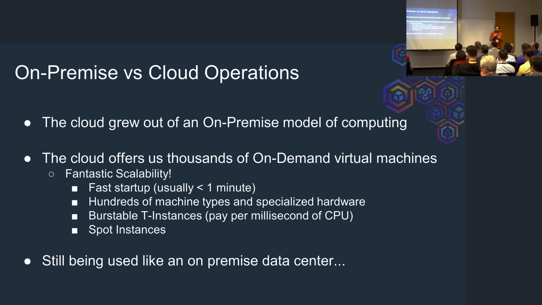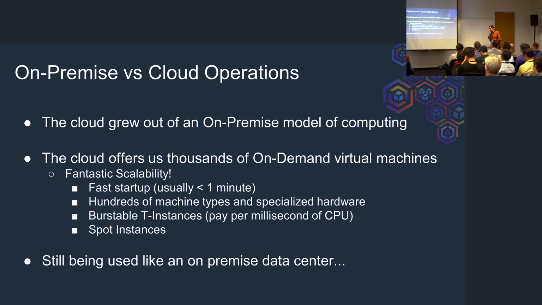So the model for a lot of cloud computing, like EC2, grew out of the ideas from on-premise computing, where you had a lot of servers and your whole goal was to make the best use of those servers. You didn't really grow or shrink elastically because you had physical hardware. But the cloud offers us thousands of on-demand virtual machines, and this allows us fantastic scalability.